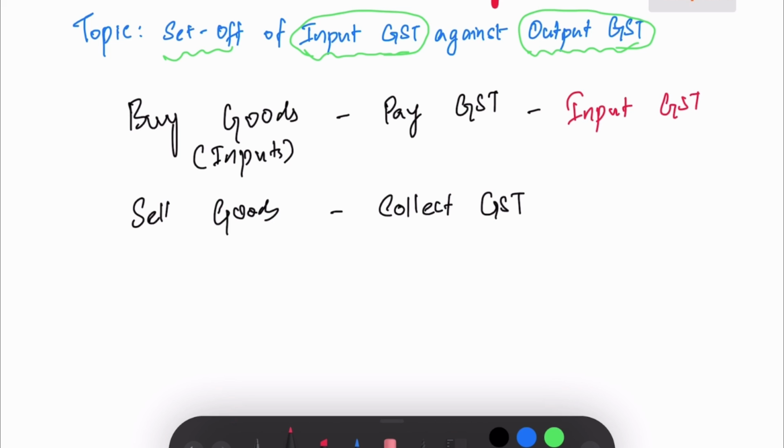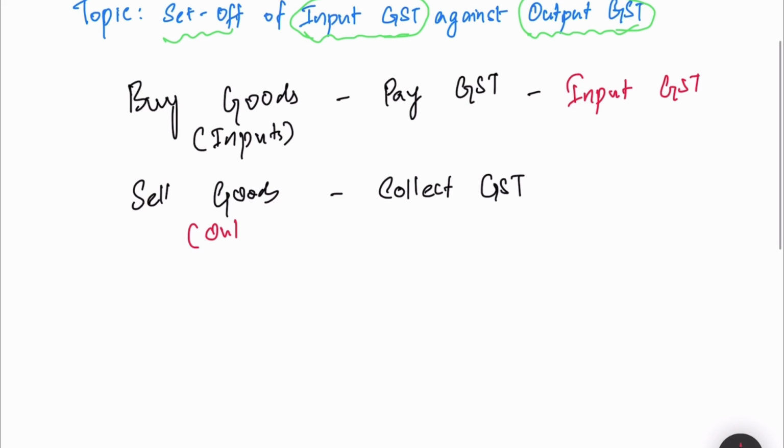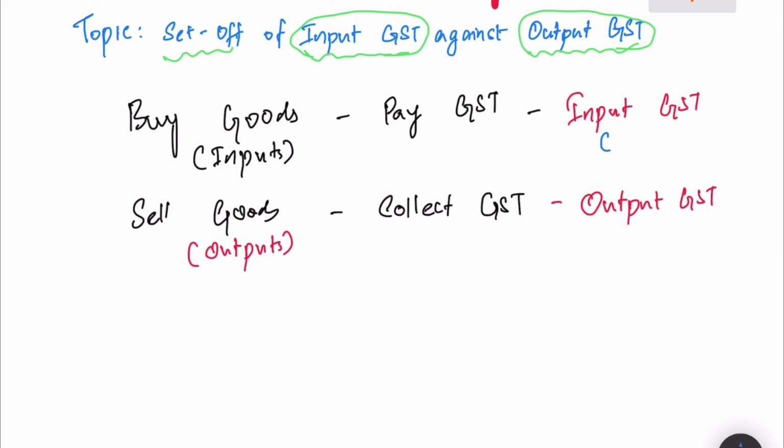And similarly, we sell goods. Those goods are called output, that is the final finished products, furniture, and on that output we also collect GST from our consumers, and that is output GST. This input GST is an expense for us.